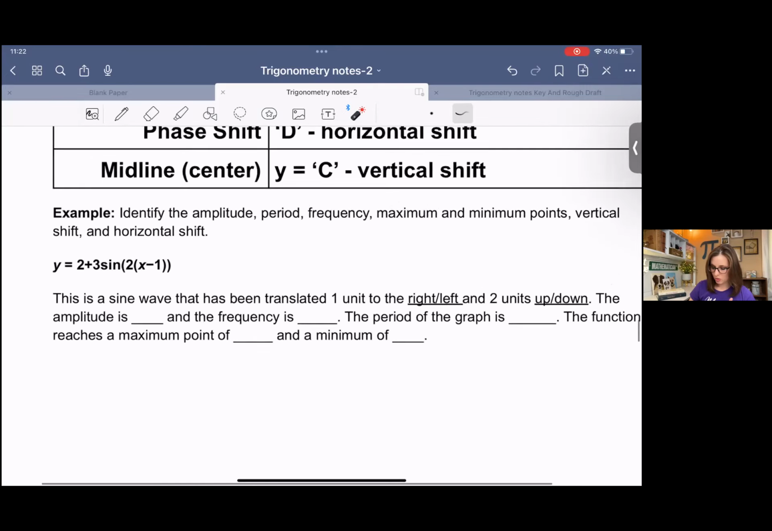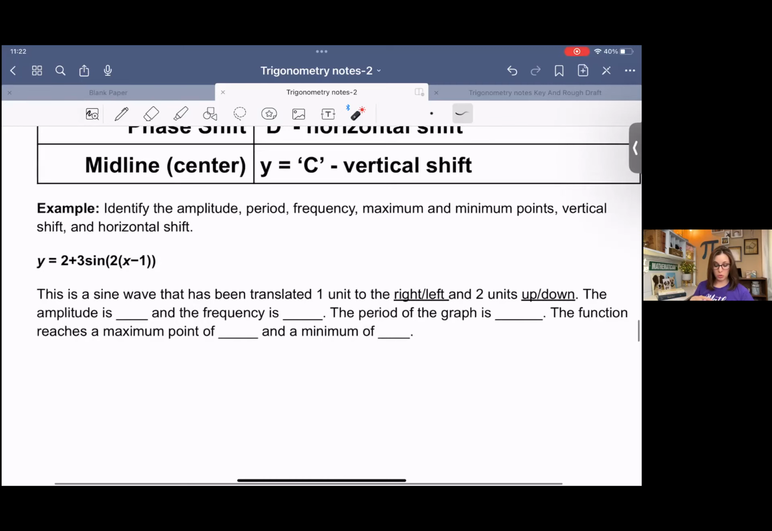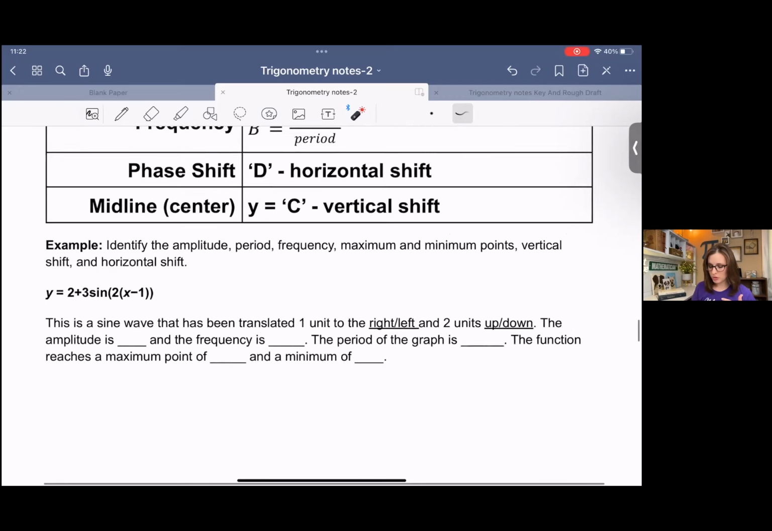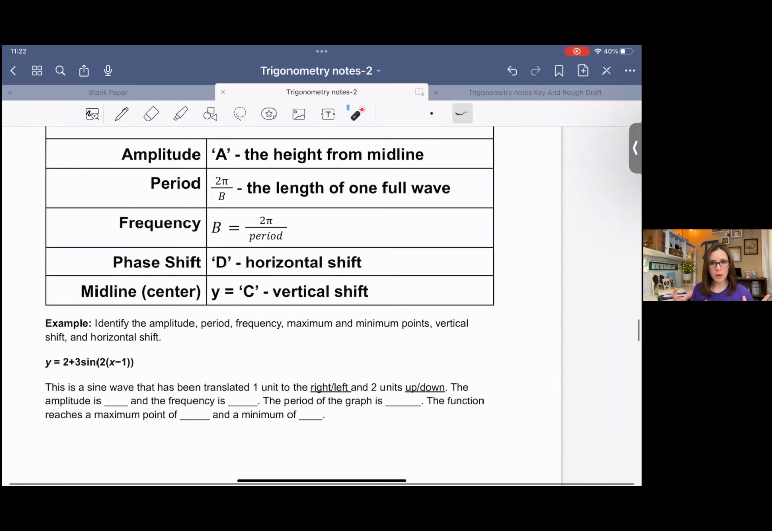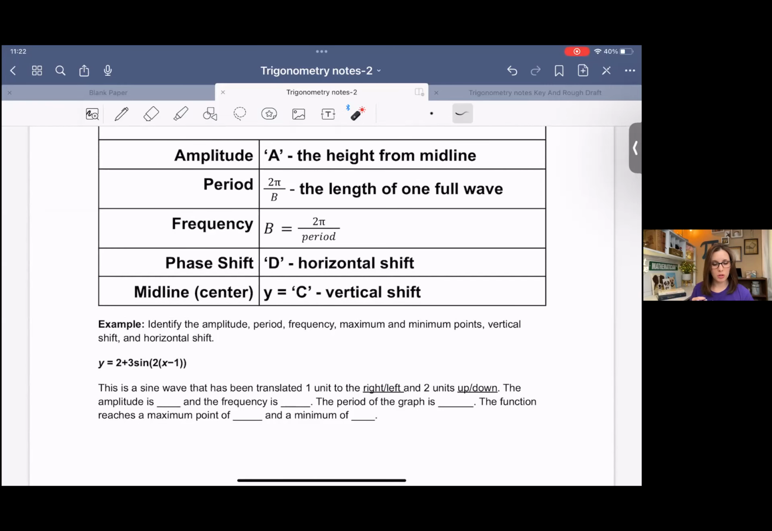and we are going to state what this new graph will look like. So you're going to identify amplitude, period, frequency, maximum and minimum points, vertical shift, horizontal shift, all the things. We're not going to actually draw it. We're just going to use the little summary up here and what we already know about these functions to draw some conclusions. So go ahead and pause it, try it, come back and check your work.